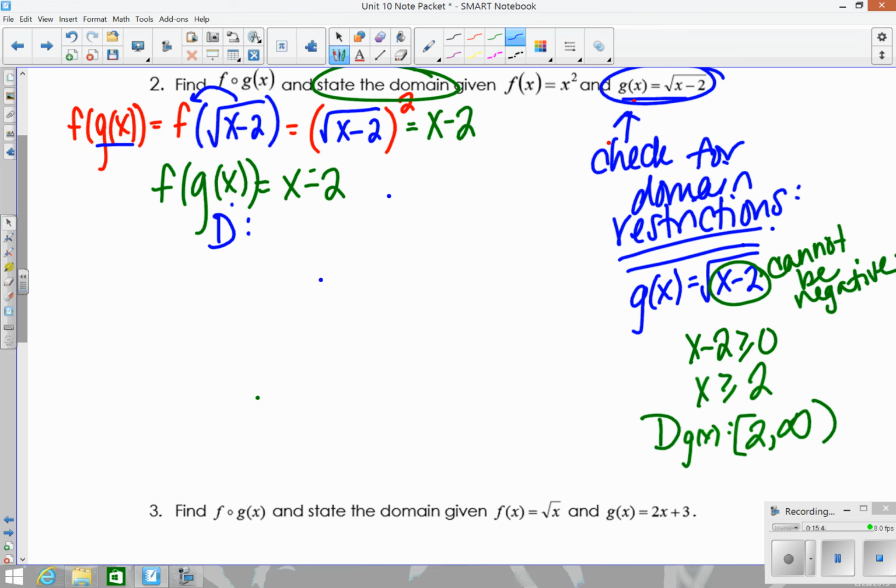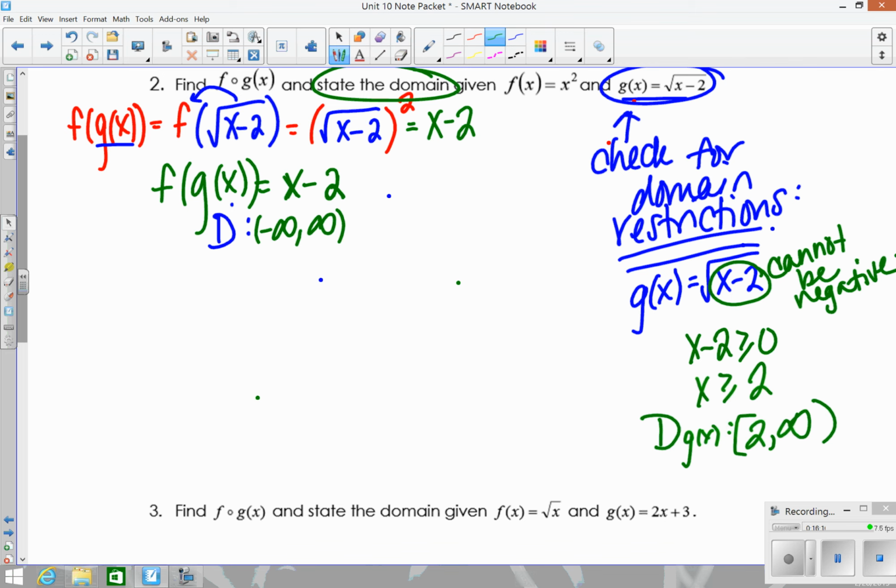So if you look at this function, we got out x minus 2. So if you think about x minus 2, it is a line with a slope of 1 and a y-intercept of negative 2. And there's no domain restrictions. It's not a square root. It's not a fraction. So the domain of this function is going to be negative infinity to positive infinity.